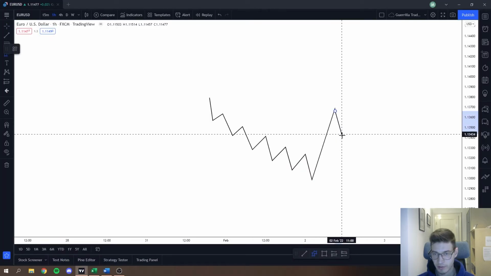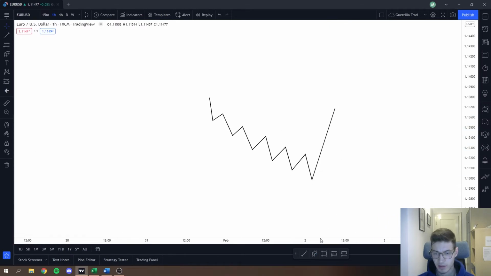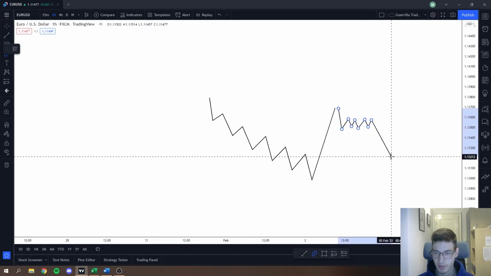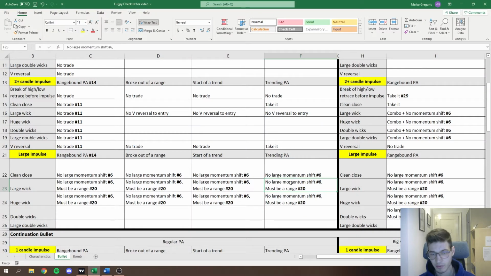So if we get a V reversal, this is a no trade. If we get just a setup without a range, no trade. But if we get no large momentum shift, we get a small range, and then we get the setup, then I'm in. Then it fits my plan and I will take it, according to the checklist, of course. So no large momentum shift and there must be a range.